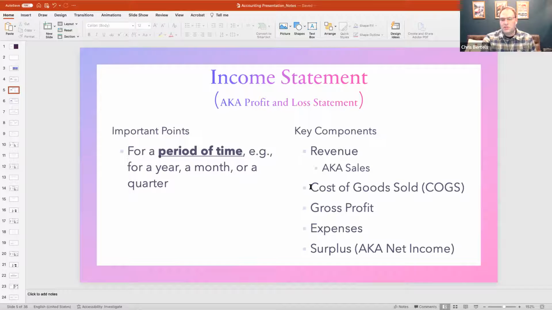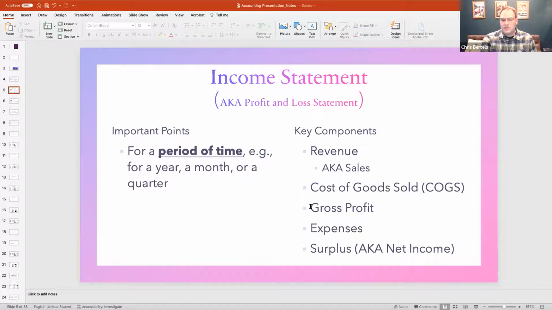Cost of goods sold is basically the cost of the products you're selling. So, if you're selling bread, then cost of goods sold is going to be the physical ingredients that go into the bread, like flour, sugar, yeast, those type of things.